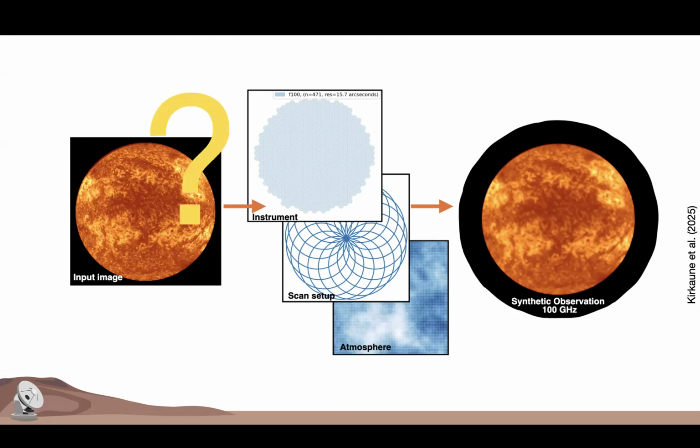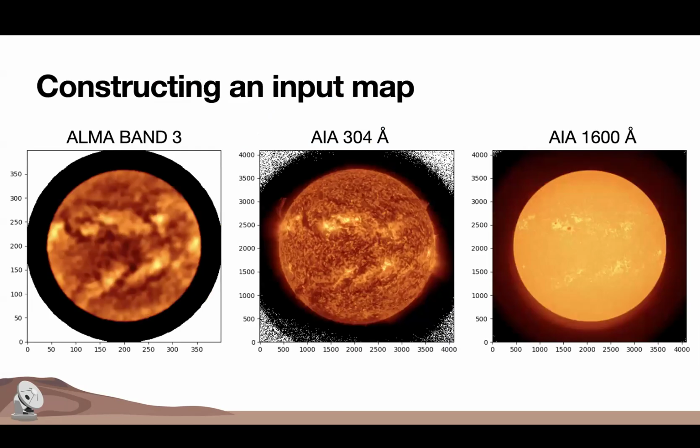But we then meet the problem of what do we use as an input image, because ideally you would use a high resolution depiction of the true millimeter sun to do this, but no such observations exist at a sufficiently high resolution across the full disk. And that's why we need AtLAST to create such observations. So we had to construct our own input map or input movie in this example case.